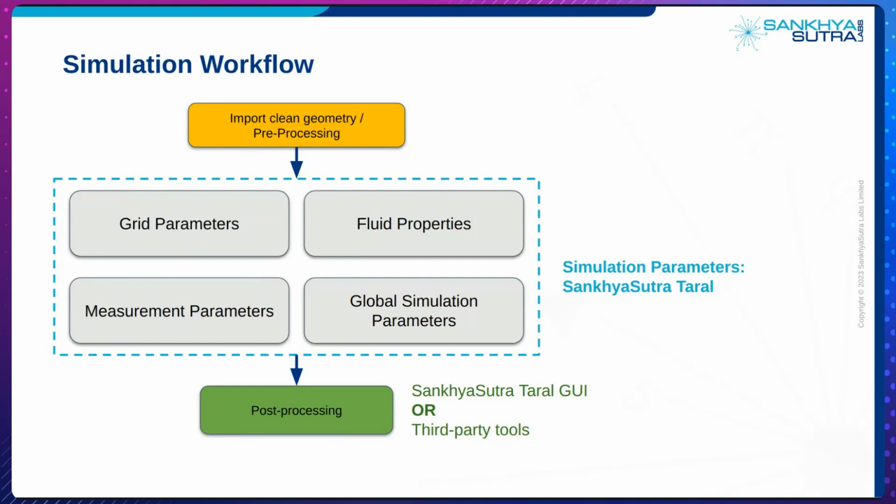Then there are four categories of parameters that the user needs to specify. They're known as the grid parameters, fluid properties, measurement parameters, and global simulation parameters. The grid parameters have to do with what the user needs to specify in order to characterize the grid that the simulation runs on, such as resolution, domain, etc. The fluid properties are the material properties of the fluid which the user wants to employ in their particular simulation, which are density, molar mass, etc.